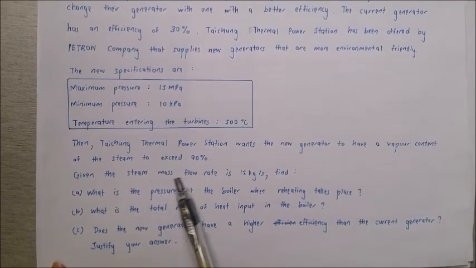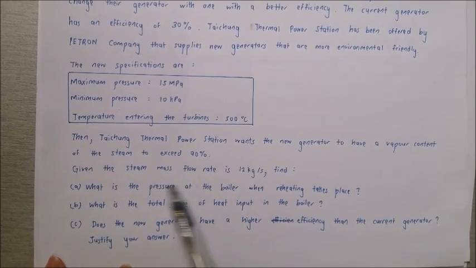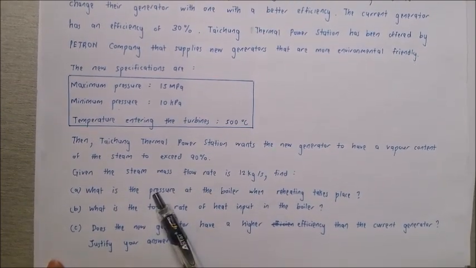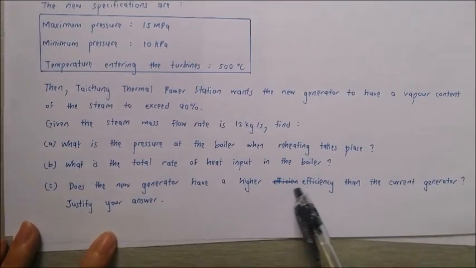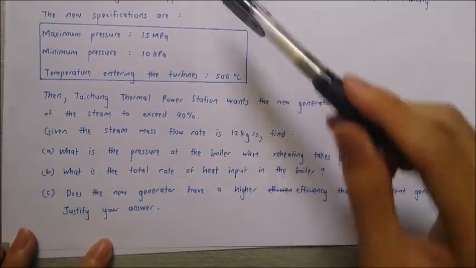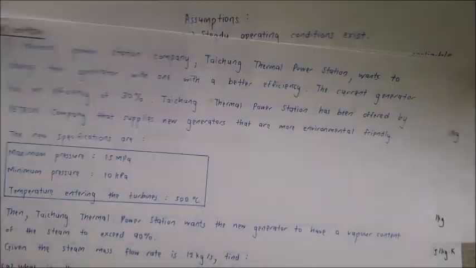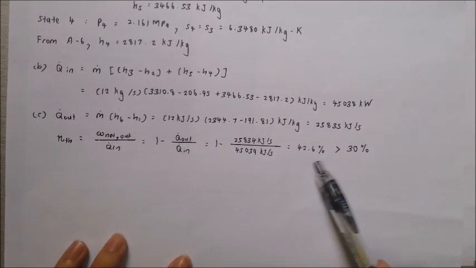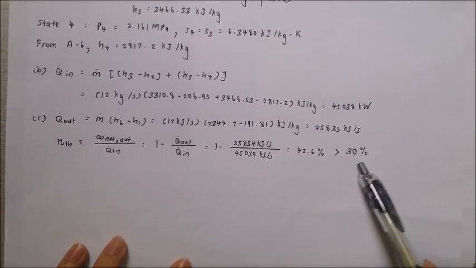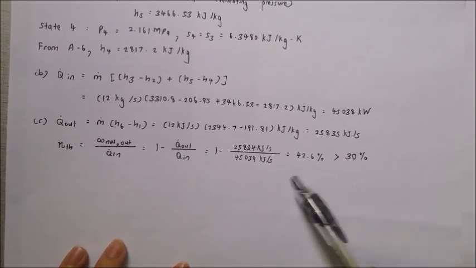The steam mass flow rate is 12 kilogram per second. Basically it is the same as the original question, except for the last part. They want us to compare the efficiency of the new generator with the old generator's 30%. From C, we already know that the efficiency of the Rankine cycle is 42.6%, so it's more than 30%. So yes, the new generator is better than the old one.